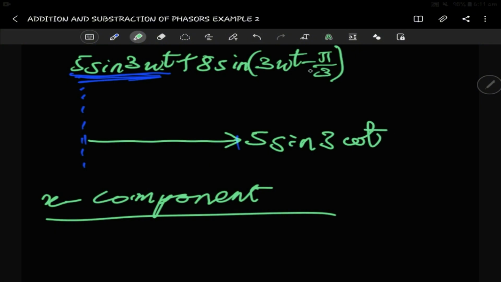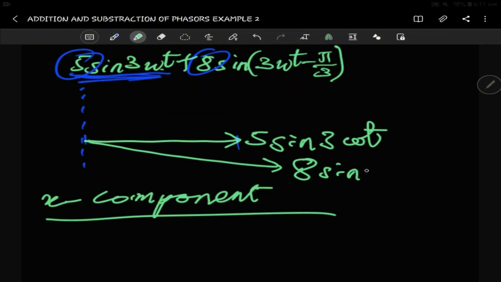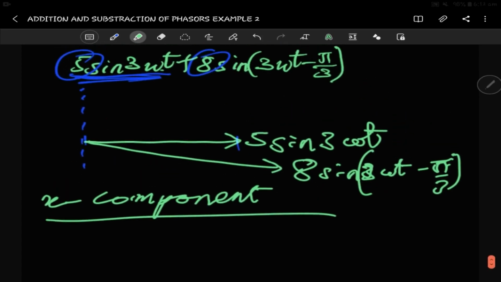And then the 8: you see it lags because of the negative here, so it should be somewhere about here. Again, this is freehand, but we've seen so far that the first values here are their peak quantities, so the one for the 8 will be longer. You have to draw it to scale. This will be the 8 sine ωt minus π on 3. Now we are trying to look for those components.